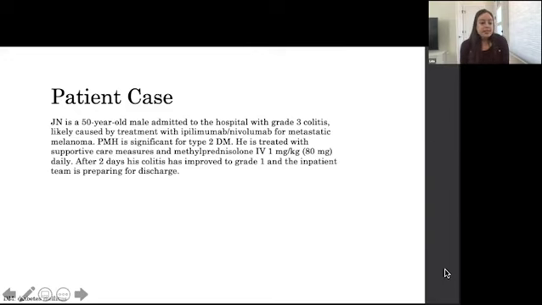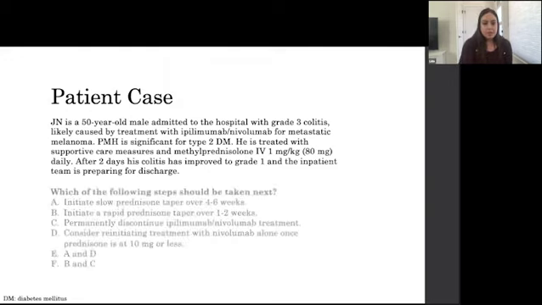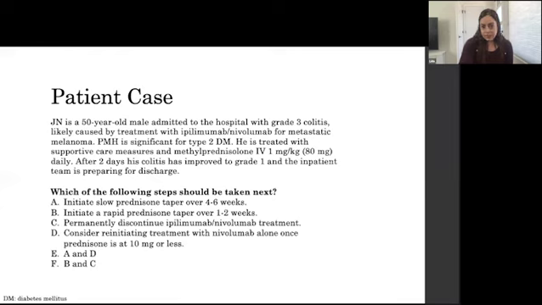So JN is a 50-year-old male admitted to the hospital with grade 3 colitis, likely caused by ipilimumab and nivolumab for metastatic melanoma. Past medical history is significant for type 2 diabetes. He is treated with supportive care measures and methylprednisolone IV 1 milligram per kilogram or 80 milligrams daily. After 2 days, his colitis has improved to grade 1 and the inpatient team is preparing for discharge. Which of the following steps should be taken next?